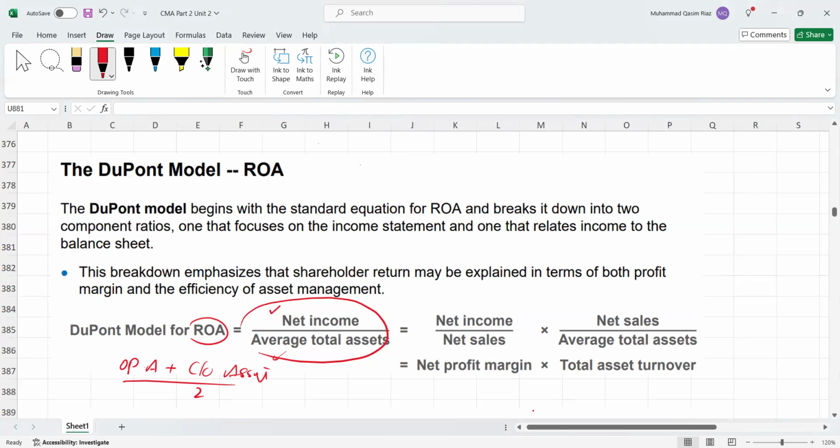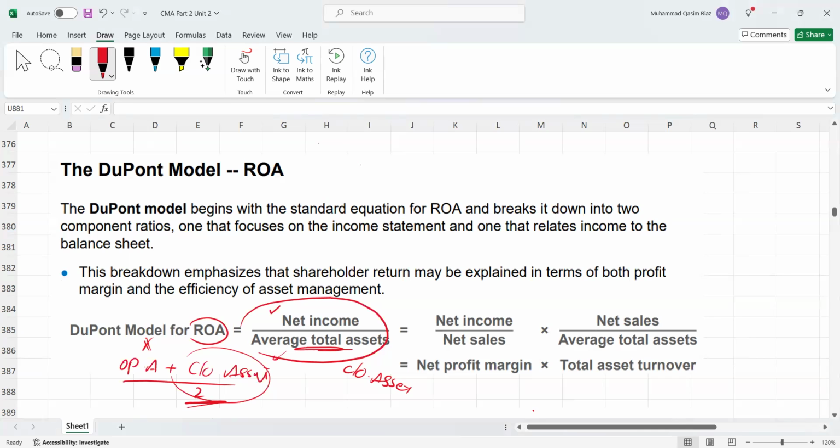But if in case opening assets are not given in the question, then you can use your closing assets. Don't divide by two then. Simply take the closing assets value. If opening assets are not given, then you don't need to take the average. Just use the closing assets.